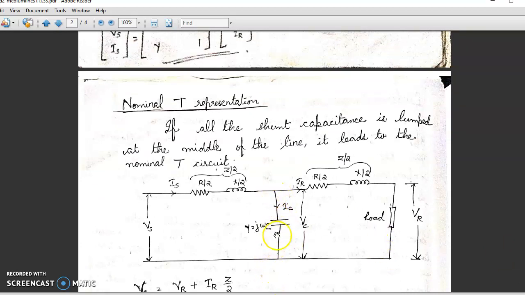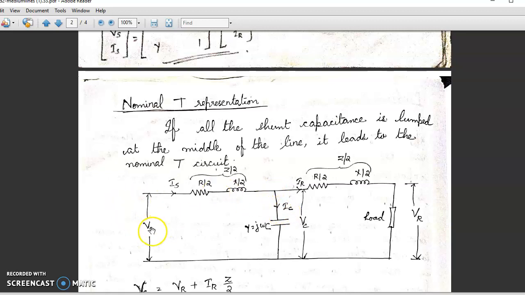At the middle of the transmission line means if the total impedance of the transmission line is Z, on the left side of this capacitance we have impedance Z by 2, and on the right also we have the impedance Z by 2. So we are lumping the capacitance at exactly the midpoint of the transmission line. And similarly we have to draw the circuit.